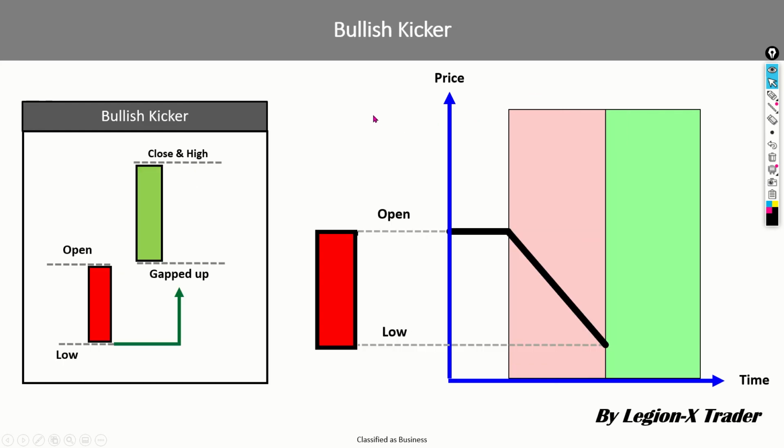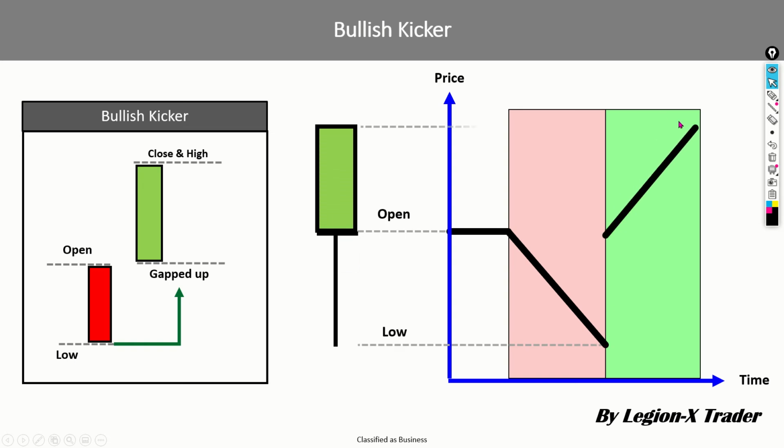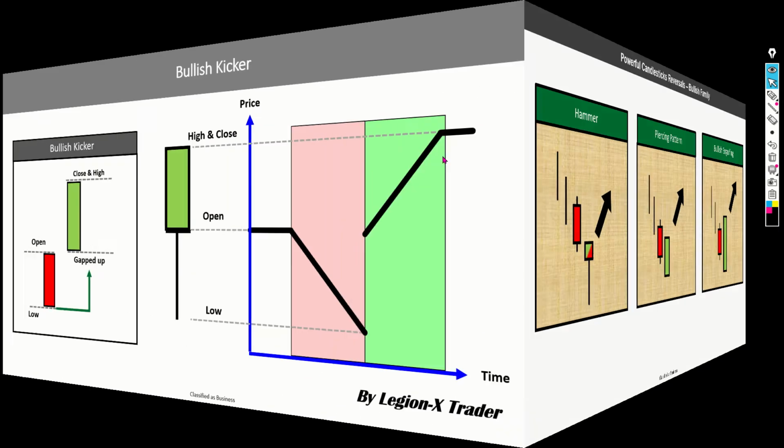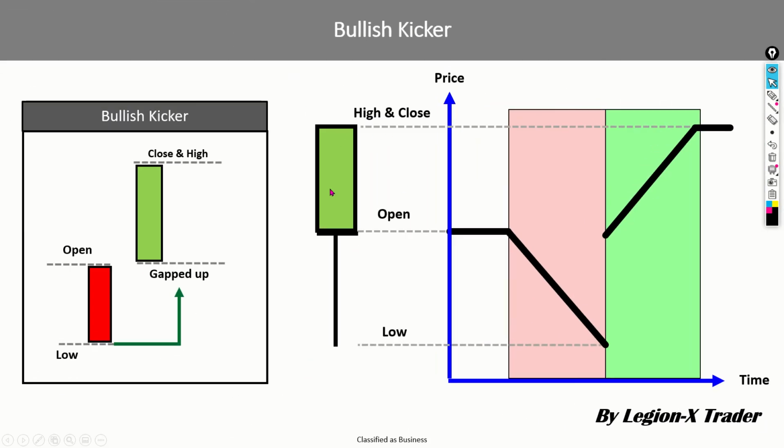Let's go to this, which we call the bullish kicker. The price opens on the left-hand side here and goes down. Then the next day when it opens, it gaps up and closes high. This is the first day. Then the second day, it gaps up and closes above. And this is where we can see that a bullish ice cream bar has formed.